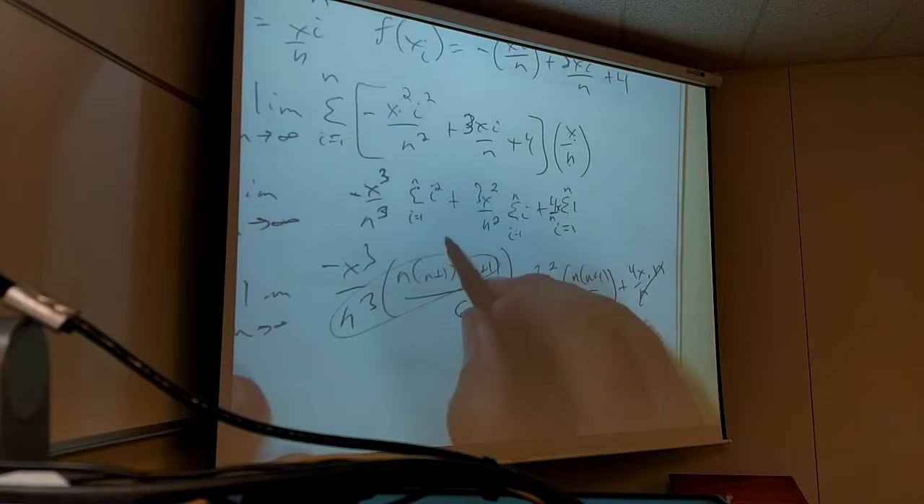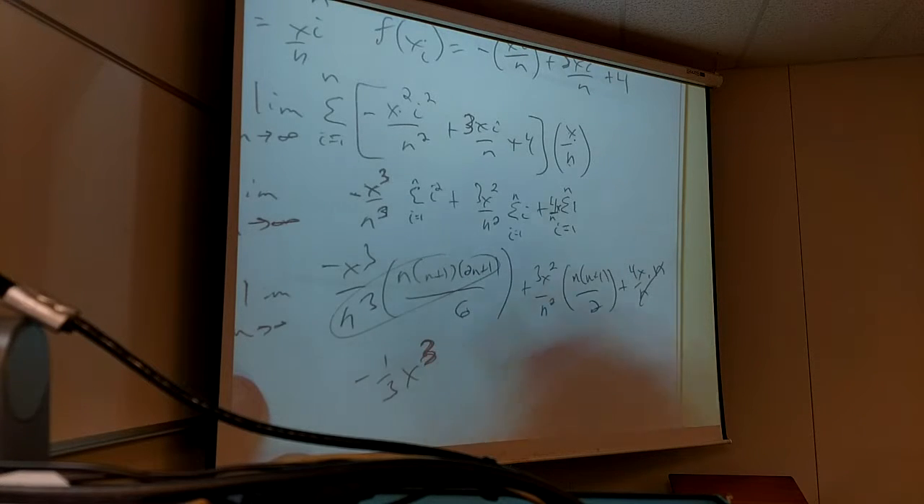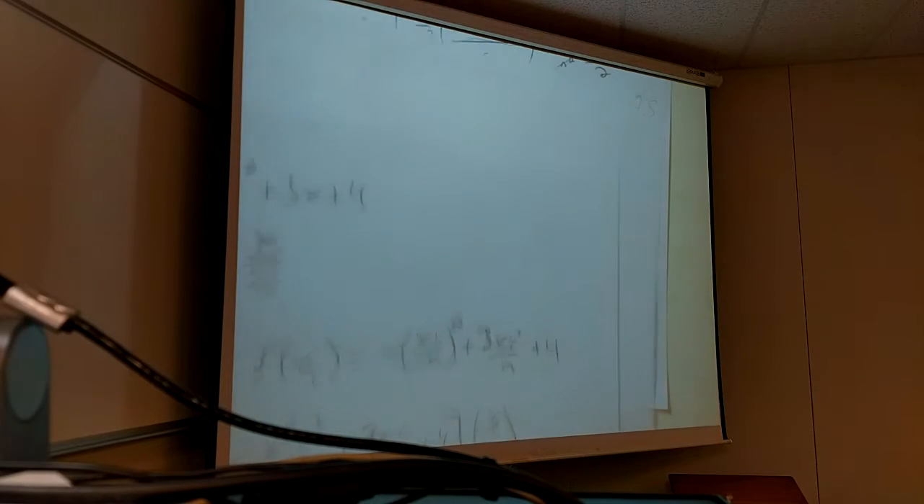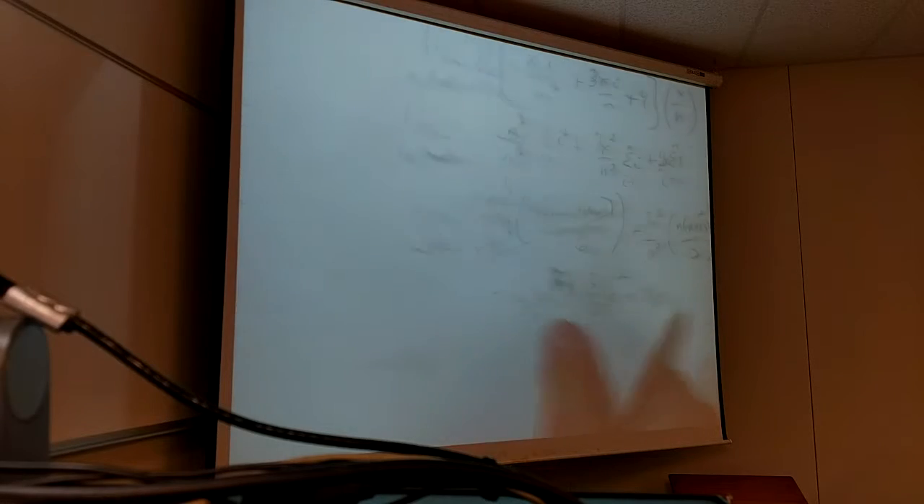So I get this limit, and left my limit off. This limit is 2 again. 2 over 6 is 1/3. So I get negative 1/3 x cubed. You should be seeing it by now. This goes to 1. So I get 3/2 x squared. And then over here I get 4x. Which, of course, is the exact same thing.